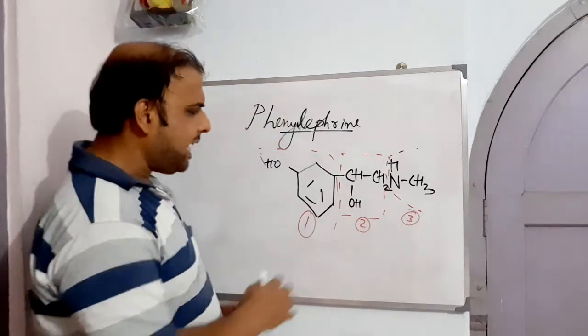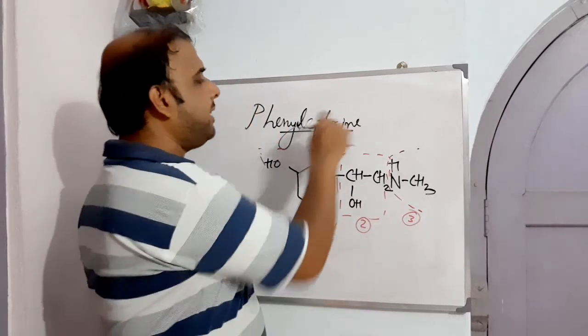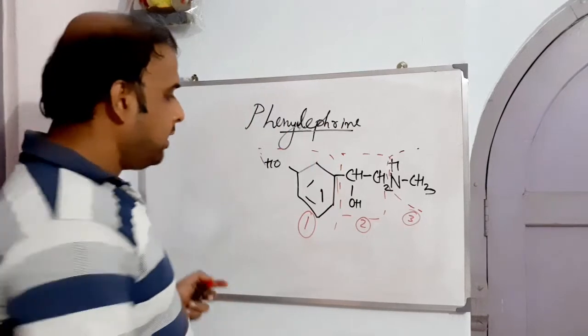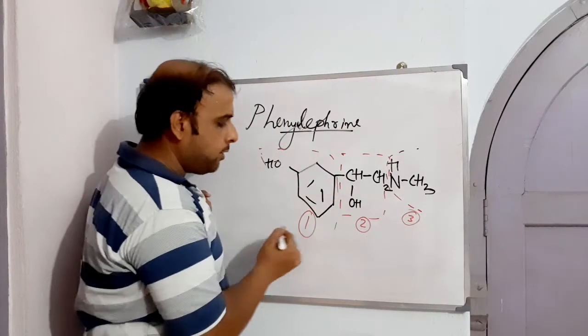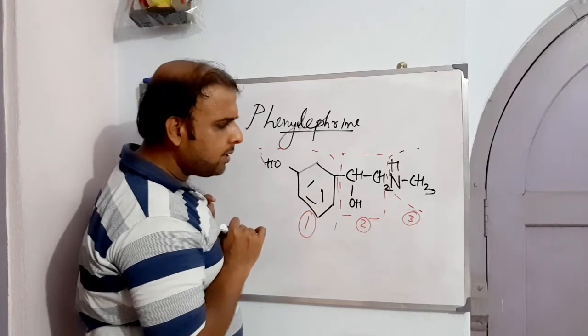Now we need to see how these fragments can be assembled so that finally we can get the structure of phenylephrine. So this is found to be the fragments. So fragments 1, 2 and 3. Now let me tell you one thing. So what should be there?